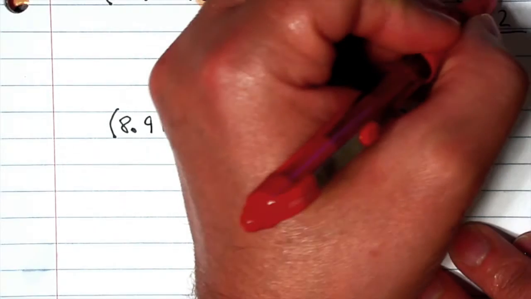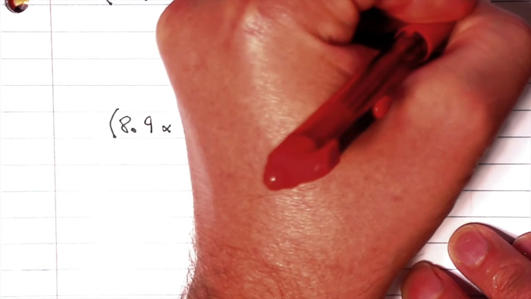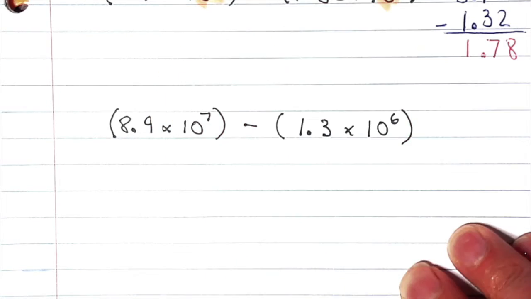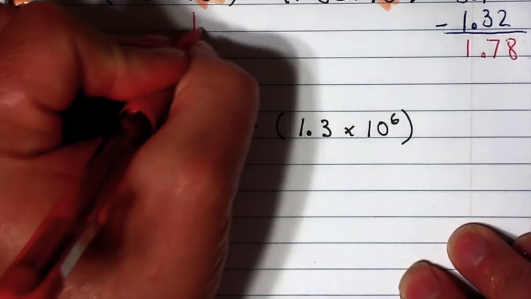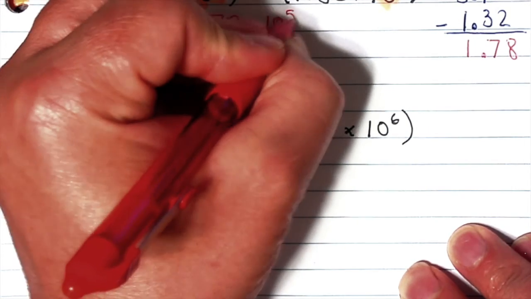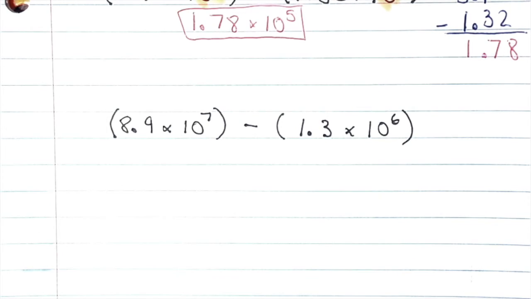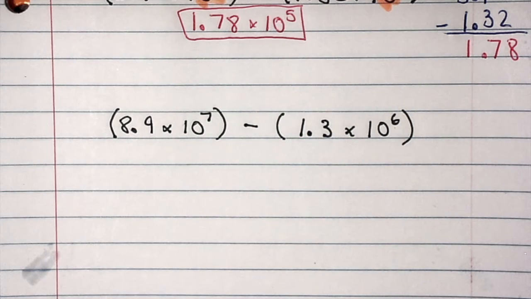So when I come here, I can't take 2 from 0, so I'm going to need to borrow. Take 1 from there, so that becomes 10. 10 minus 2 is 8. Okay, I need to borrow again. 10 minus 3 is 7. Bring down the decimal point. 2 minus 1 is 1. So I end up with 1.78 times 10 to the 5th. Again, when I add or subtract numbers in scientific notation, I'm going to leave those powers of 10 alone.